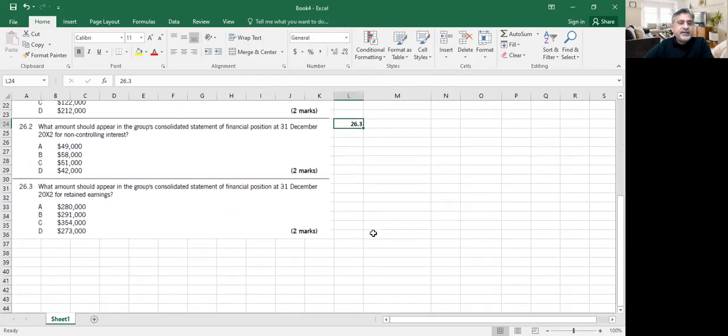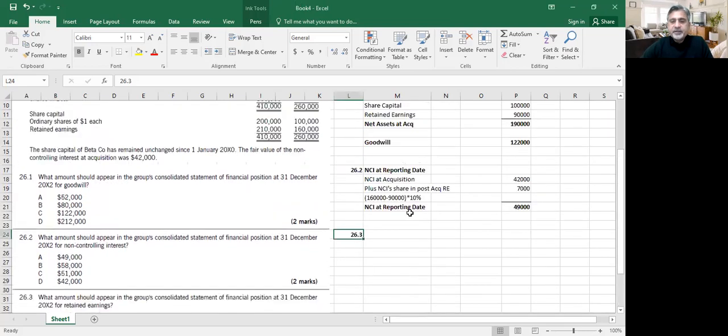26.3 is here. It says, what amount should appear in the group's consolidated statement of financial position at 31st December for retained earning. So here we are looking for group retained earning. How much is group retained earning? Group retained earning is very straightforward.